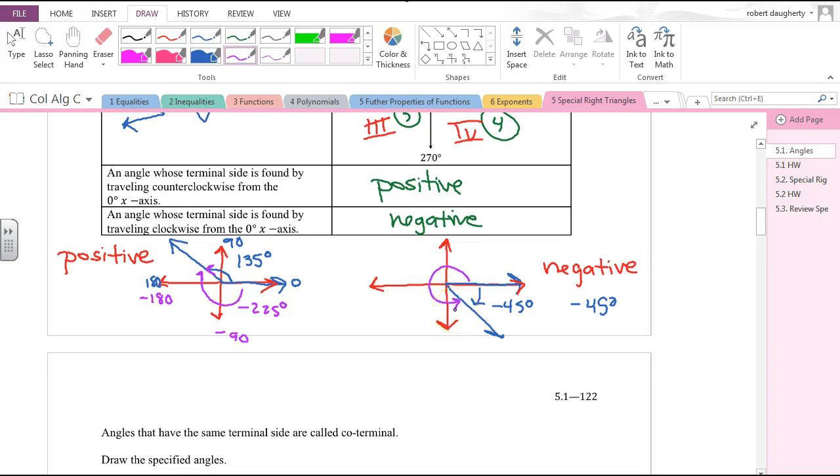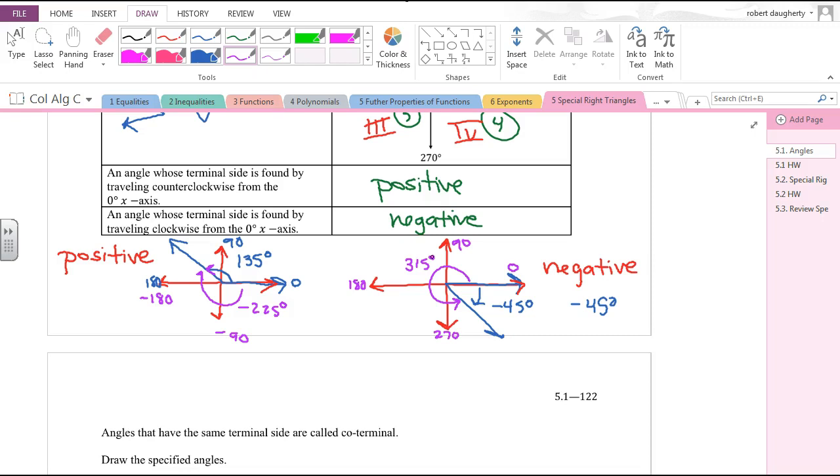What is a positive angle that ends right here? So if this is negative 45, this is 0, 90, 180, 270. And then how much further do I have to go after 270? Another 45. So this is 315 degrees. So 315 degrees and negative 45 degrees have the same terminal side. They're not the same angle, but they end on the same side.